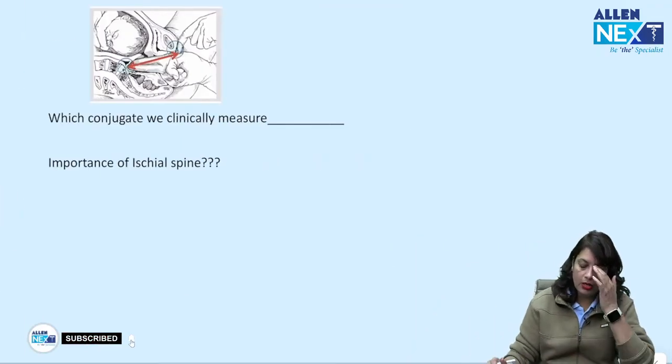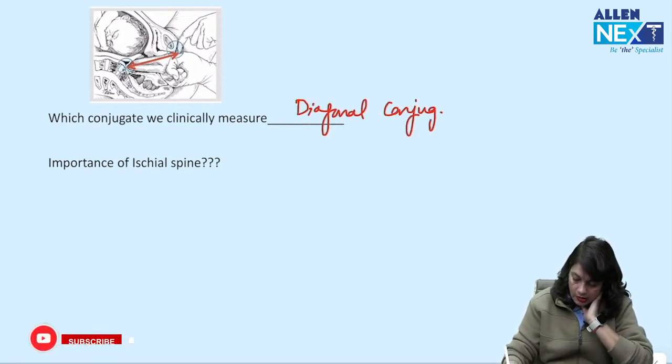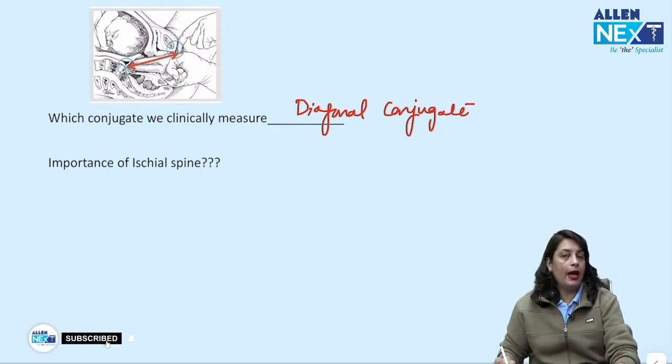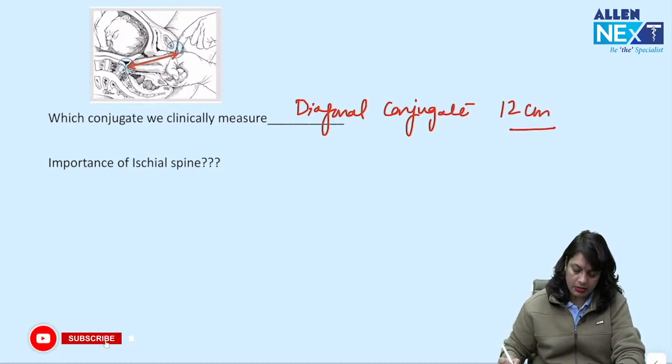What is this conjugate which we can measure clinically? It is the diagonal conjugate. That is the anteroposterior diameter of the inlet, and it is 12 centimeters.